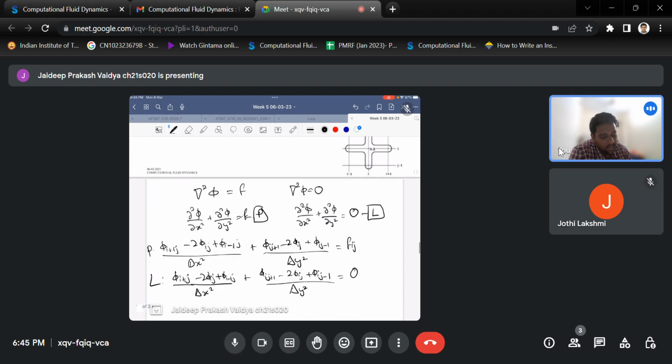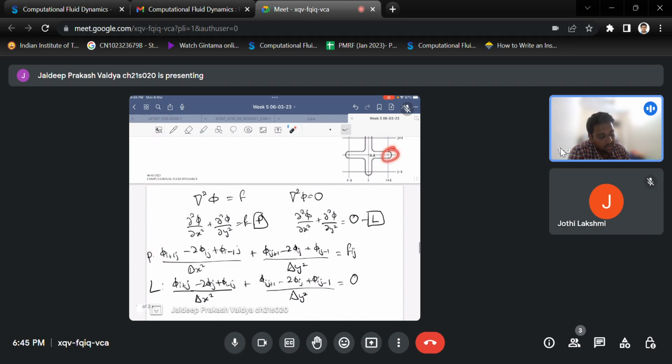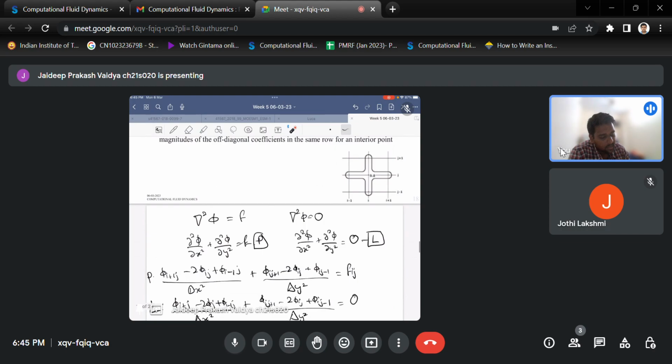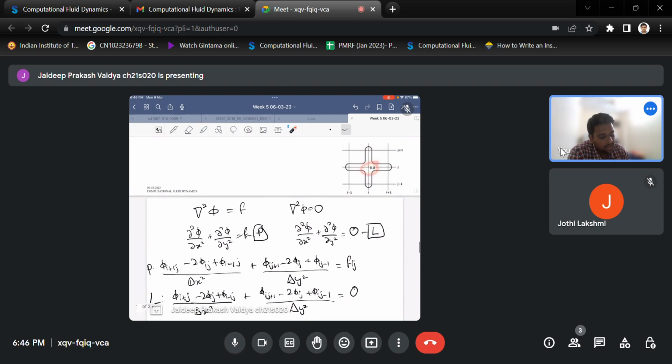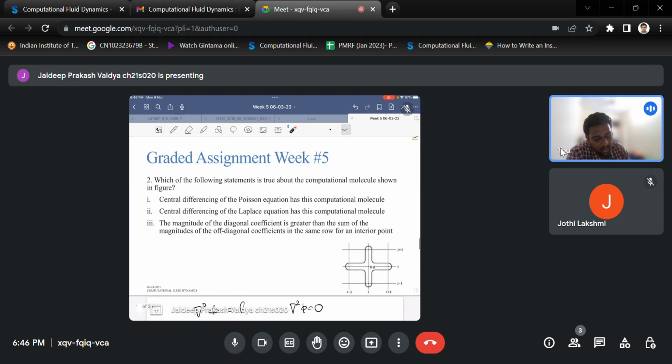So what we are seeing is the function value phi i plus 1 j is this one, phi i j is this one, phi i minus 1 j is this one. Similarly, phi i j plus 1, phi i j minus 1 are these three, and f i j is this one. So in both of these Poisson and Laplace equations, we are using the computational molecule as shown in this figure.